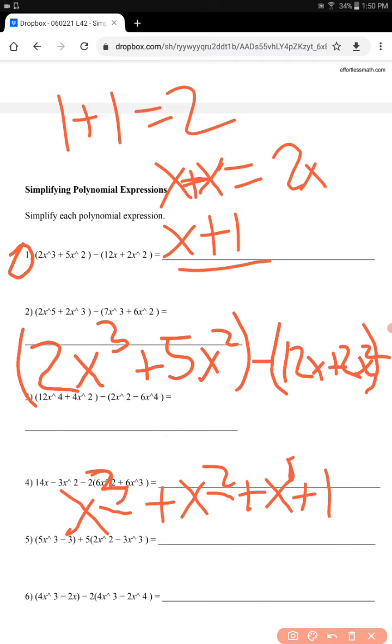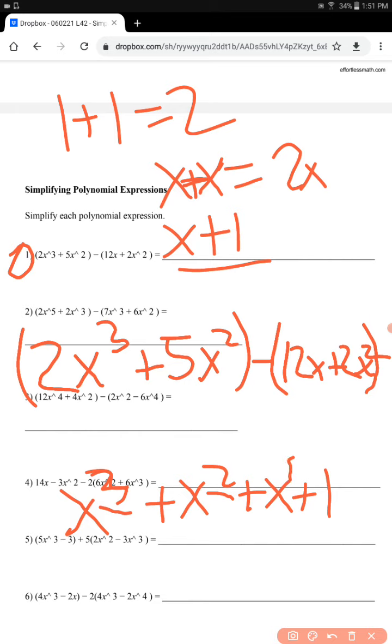So, basically what I'm trying to say is, in this problem right here, you have to find the like terms. So 2x to the power of 3, are there any other numbers or variables in the problem that are being raised to the power of 3? No. So we can't simplify that any further.